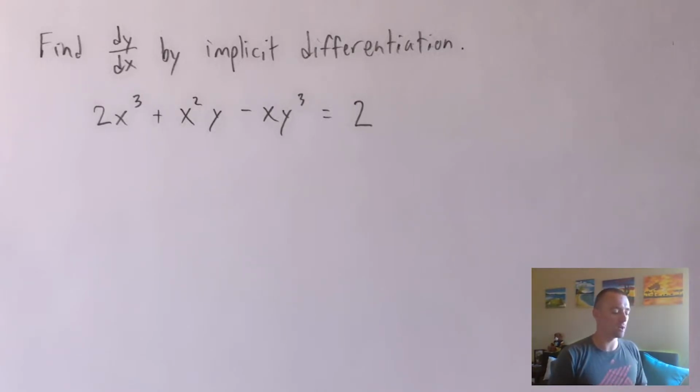We're going to find dy/dx by implicit differentiation, and we're going to do it with this function here, which is 2x cubed plus x squared times y minus x times y cubed equals 2. And we want to use this trick right off the bat.